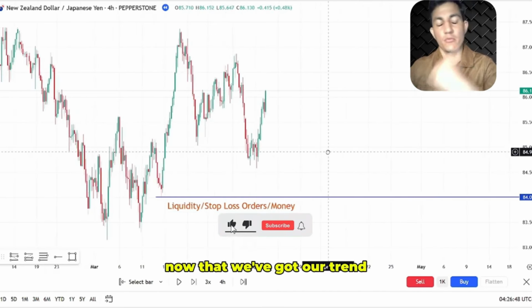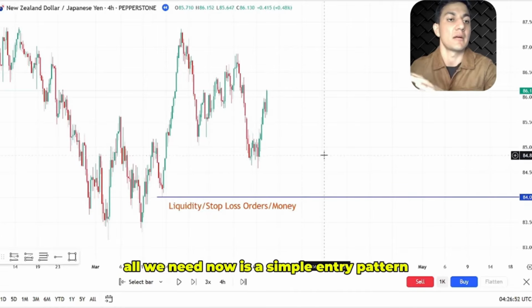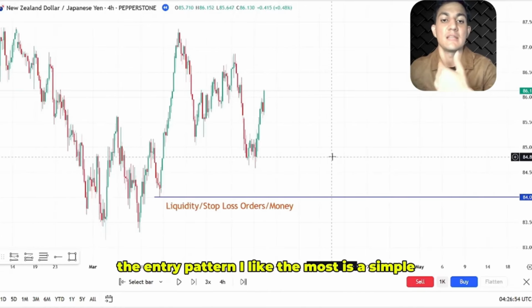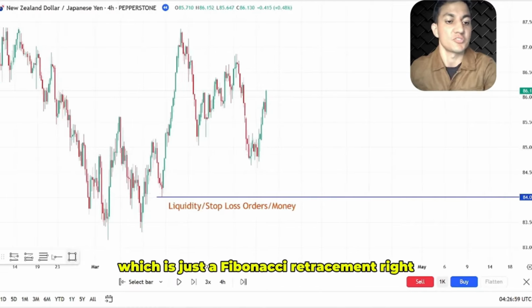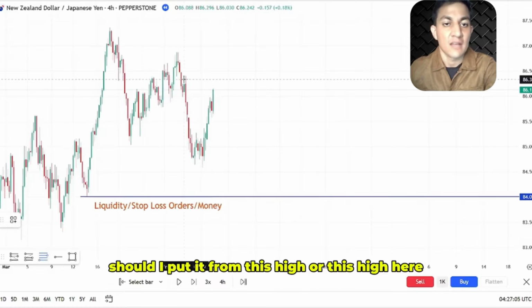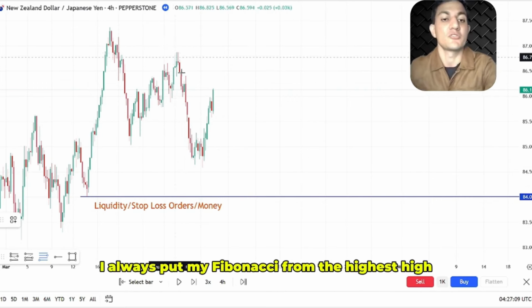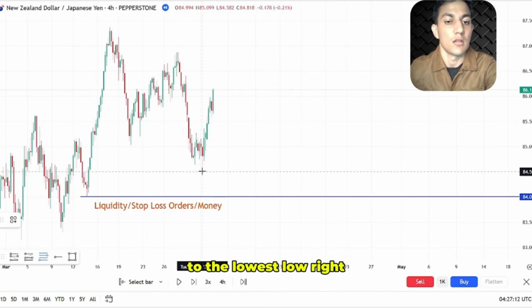Now that we've got our trend, which is bearish, and we've got our target, all we need now is a simple entry pattern. And for me, the entry pattern that I like the most is a simple optimal trade entry, which is just a Fibonacci retracement. It's nothing fancy. Now, people are going to ask me, should I put it from this high or this high here? For me, whenever I'm in doubt, I always put my Fibonacci from the highest high to the lowest low.